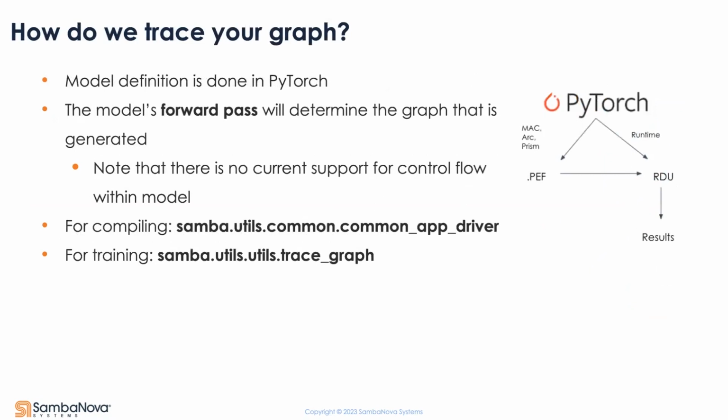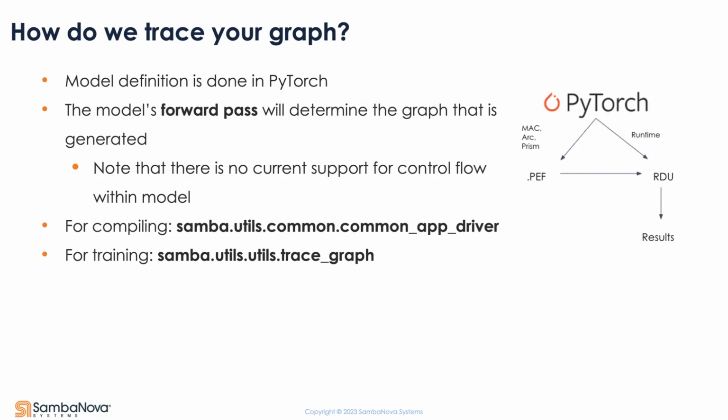So, how do we trace it? Well, the model definition remains in Torch. What defines it for us is the forward pass. The forward pass determines how you push data through, and the backward is just the opposite of that. So we only need the forward to define how things get mapped and traced.